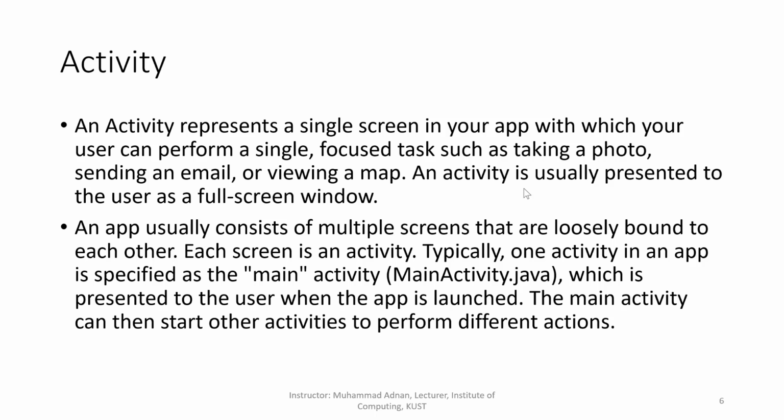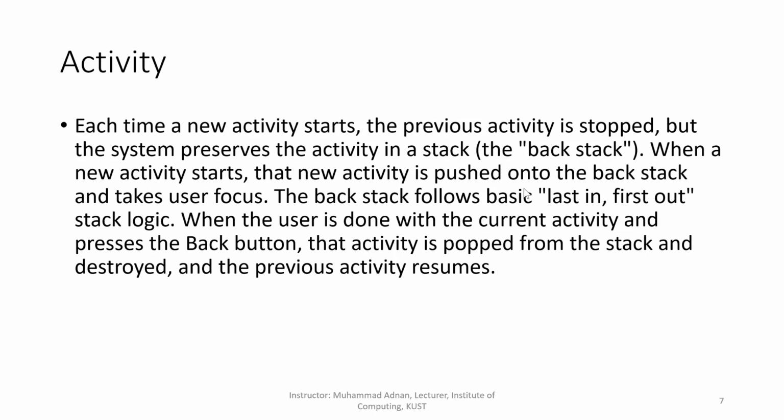Typically, one activity in an app is specified as the main activity, the starting point of your app, which is also called MainActivity.java, which is presented to the user when the app is first launched. The main activity can then start other activities to perform different types of actions. So an activity is a single screen. You can have multiple screens in your app. It depends on the nature and functionality of your app. But mainly there is a starting activity or starting screen called MainActivity.java.